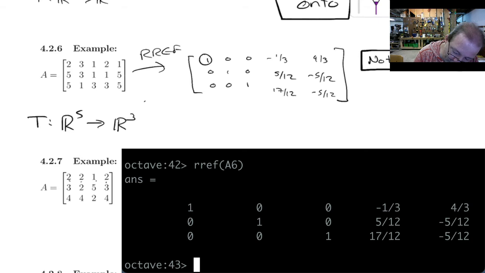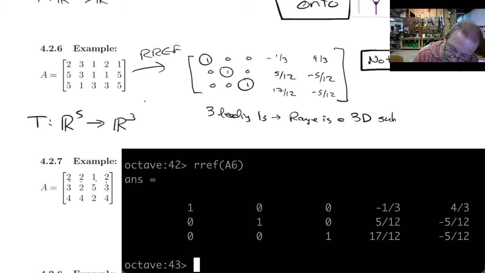But we do have 3 leading ones. So that means the range is a 3D subspace of R3. Well, the only three-dimensional subspace in R3 is all R3 itself. So therefore, it is onto.